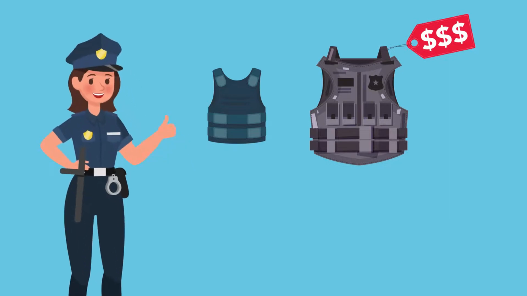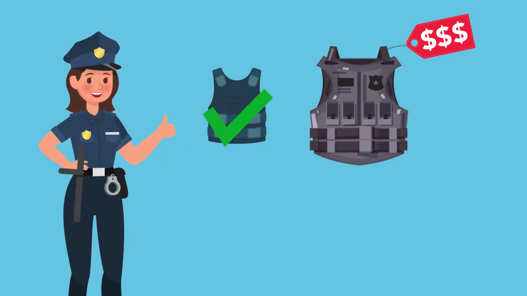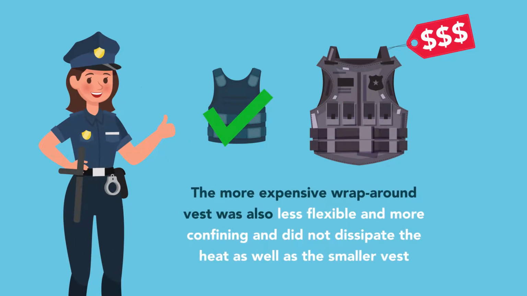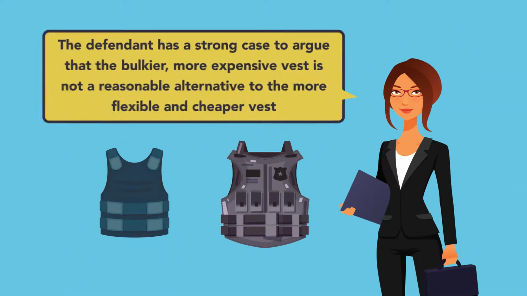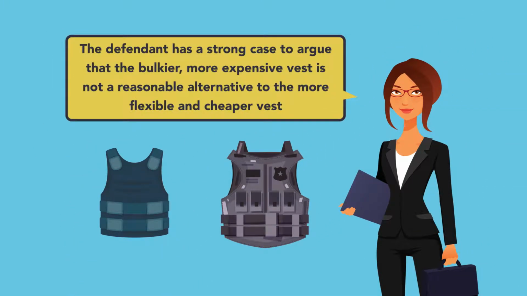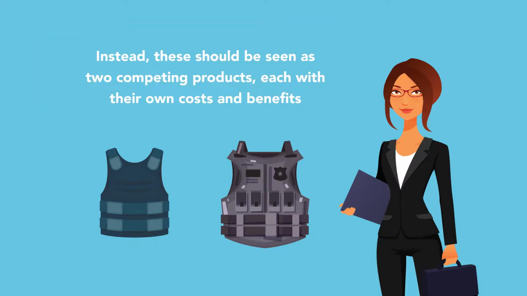Furthermore, evidence often showed that officers chose the vest that covered less of the body because the more expensive wraparound vest was also less flexible and more confining and did not dissipate the heat as well as the smaller vest. In such a case, the defendant has a strong case to argue that the bulkier, more expensive vest is not a reasonable alternative to the more flexible and cheaper vest. Instead, these should be seen as two competing products, each with their own costs and benefits.